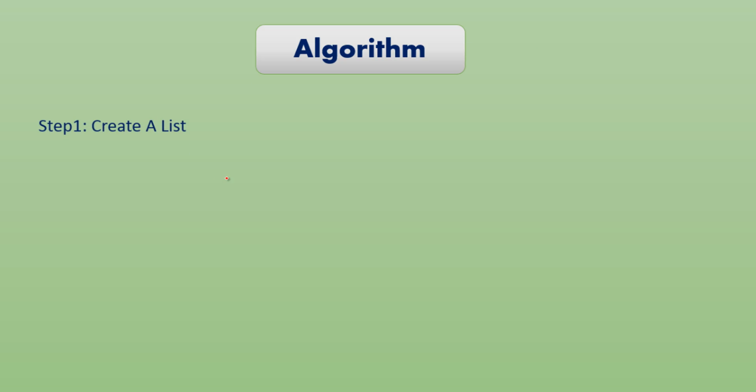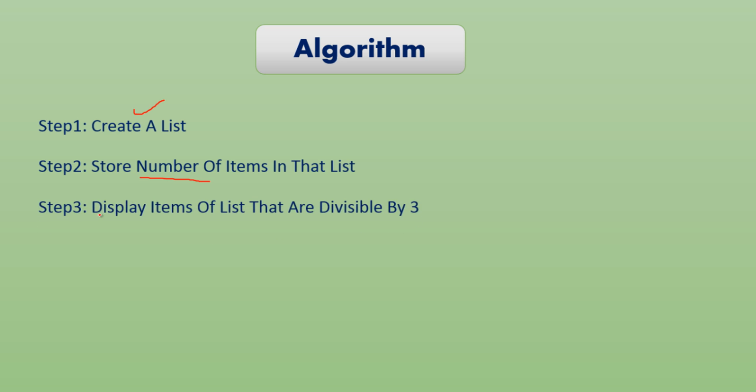So what is the algorithm? As the first step, you have to create an empty list. Then you have to store a number of items in that list. You can insert numbers in the list hard coded, or you can get them dynamically from the user. It depends upon you. And then step 3, display items of the list that are divisible by 3. So you have to display those numbers that are divisible by 3. So this is the end of the algorithm. How can you solve this problem?